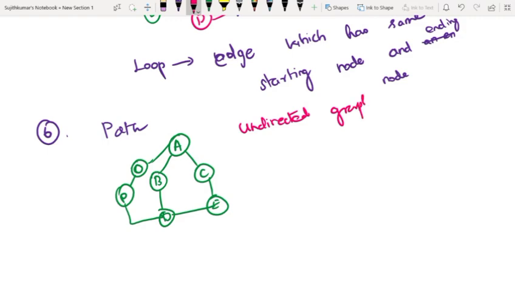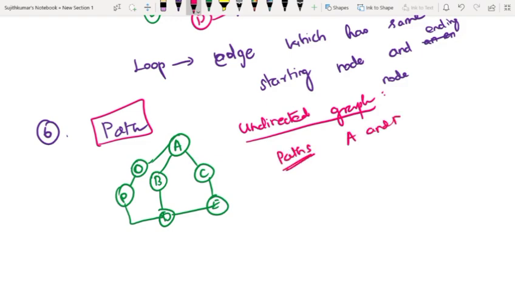Let me ask you a quick question. Can you tell me the possible paths between A and D? You have to start from A and go up to D. What are the possible paths? The first possible path is I can start from A, go to O, go to P, and reach D.